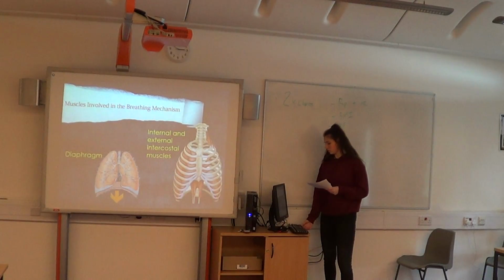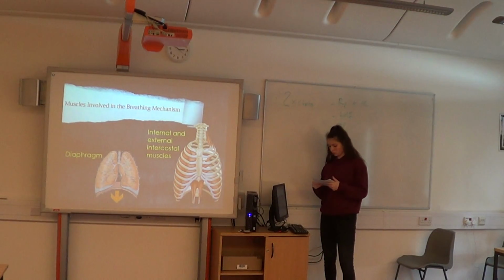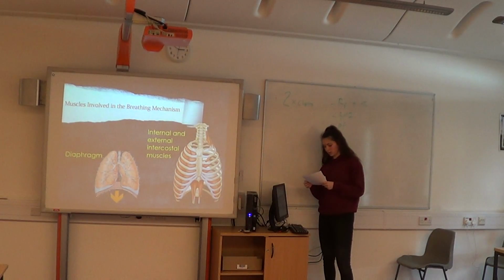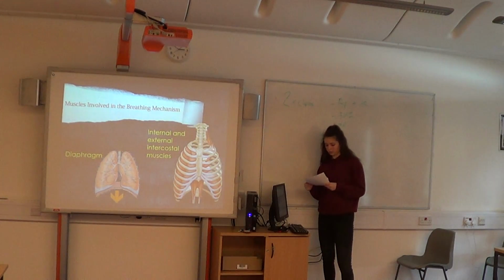So there's two intercostal muscles. We've got internal and external. So they are just groups of muscles that sit between each rib, and they form and move the chest wall, but they're mainly involved in the mechanical movement. So internal intercostal muscles draw the ribs downwards and inwards during exhalation, and that will decrease the volume of the chest cavity. And the external intercostal muscles do the opposite, so they pull the ribs up and out, increasing the volume of the chest cavity.